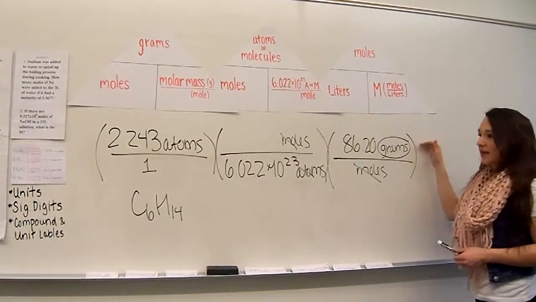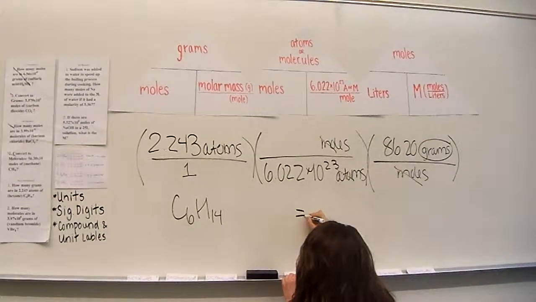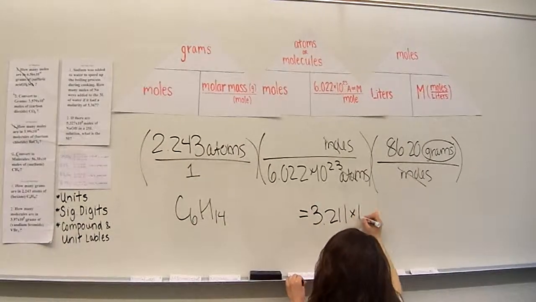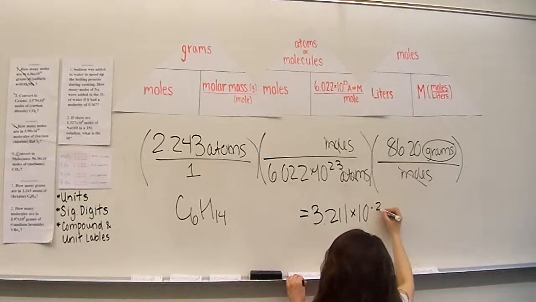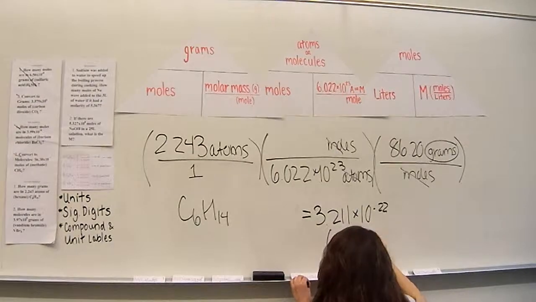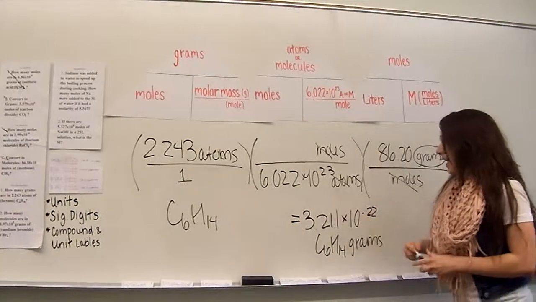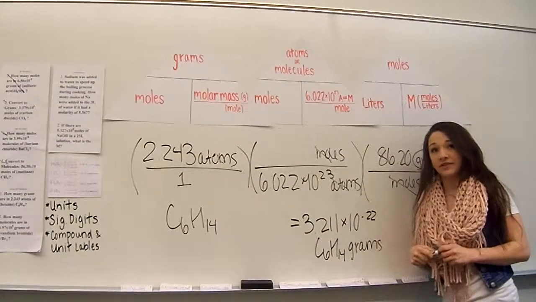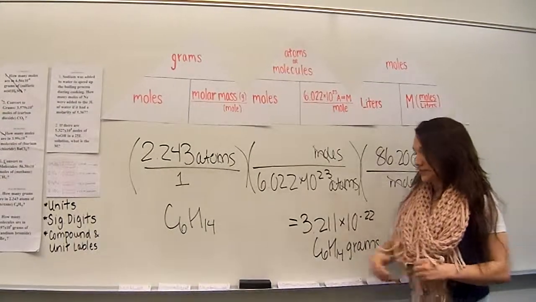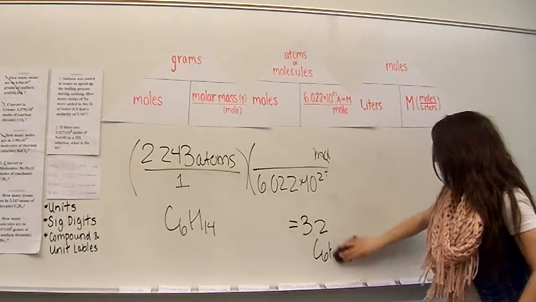Once you multiply everything on the top and divide it by everything on the bottom, you should get the answer 3.211 times 10 to the negative 22nd C6H14 grams. My final answer has 4 significant digits because my given did. I also have the compound as well as the unit in my final answer. We will now move to the next problem.